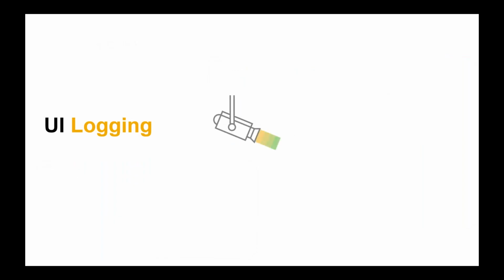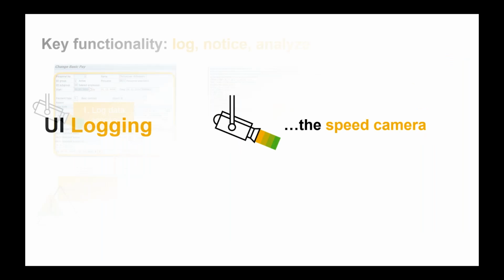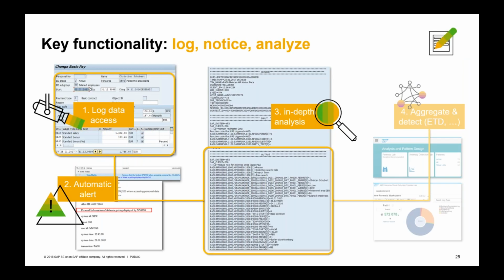Now, when talking about UI logging, the speed camera, there's not so much to see in the UI logging screen-wise. Basically, it happens in the background, in black. Somebody is accessing the data. So this is an example from HR information, and this data access is being protocoled in black. So the user would not notice it. There's no possibility for him to know from a performance round trip time perspective that he is being monitored.